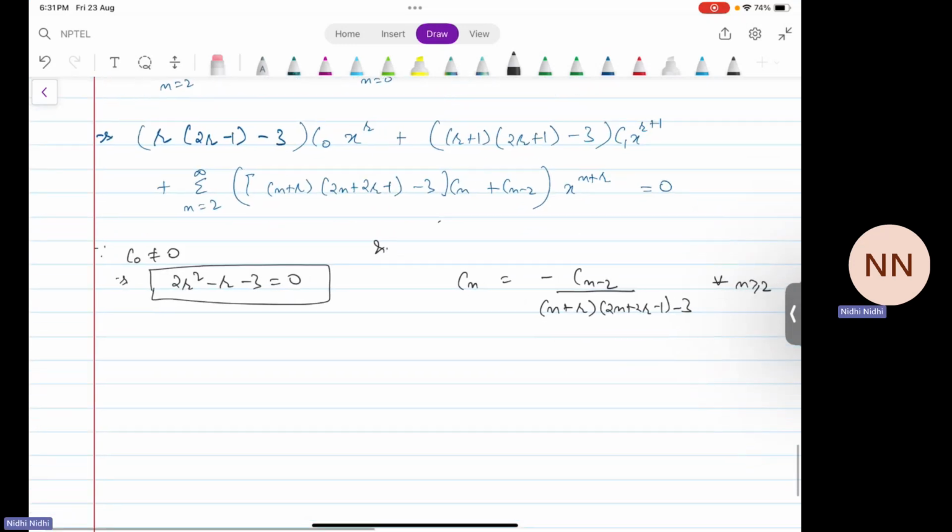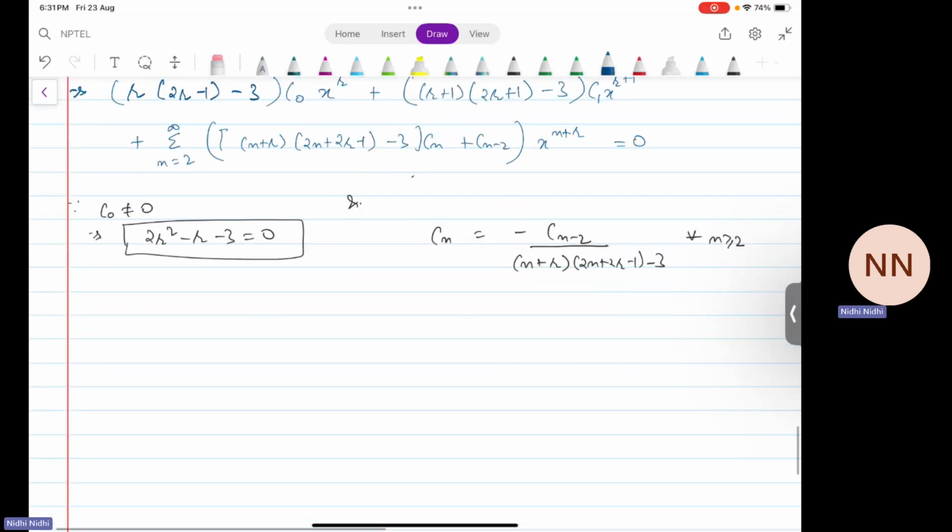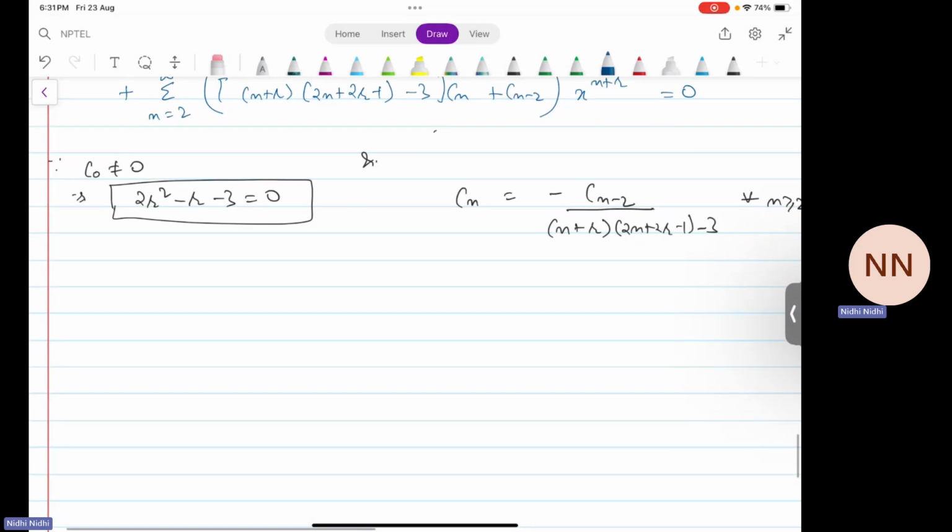So let's find the roots of the indicial equation. This gives us r is equal to 1 plus minus under root 25 by 4, which gives us 3 by 2 and minus 1.